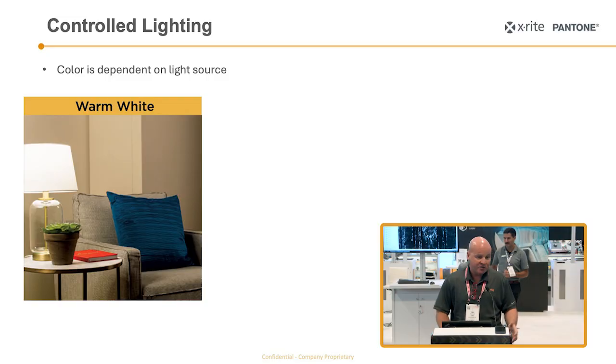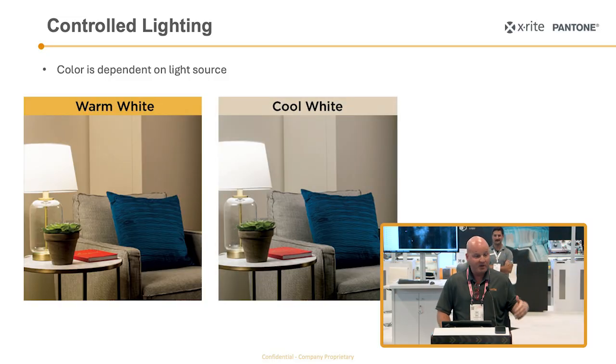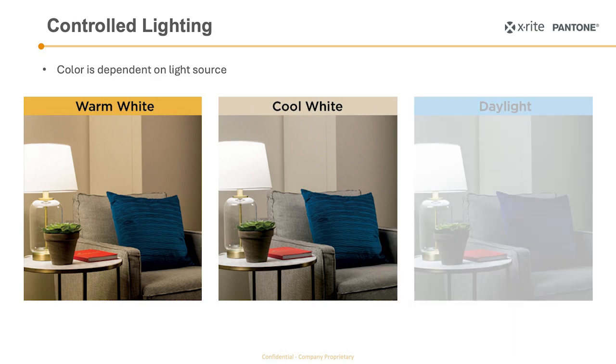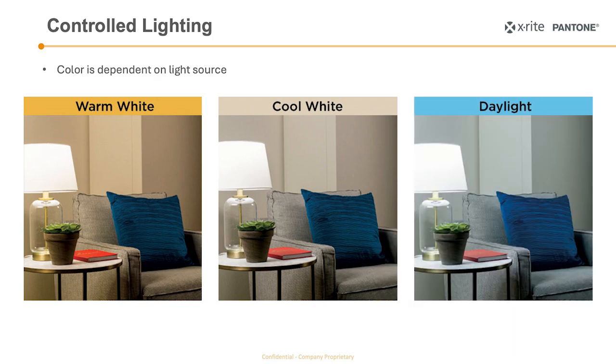Warm light, that's generally your household lights. Cool white fluorescent, you've probably heard of that. That's in a lot of your office buildings. And then daylight. Now when we say daylight, of course, it's a controlled daylight.